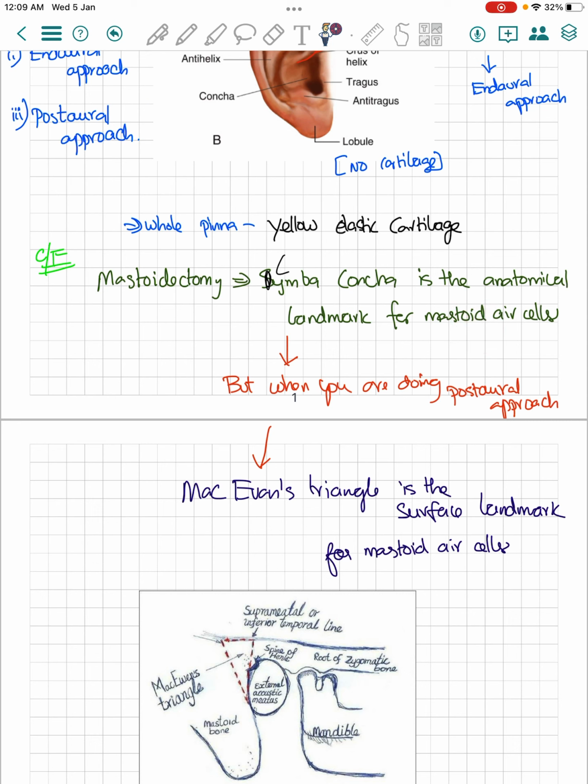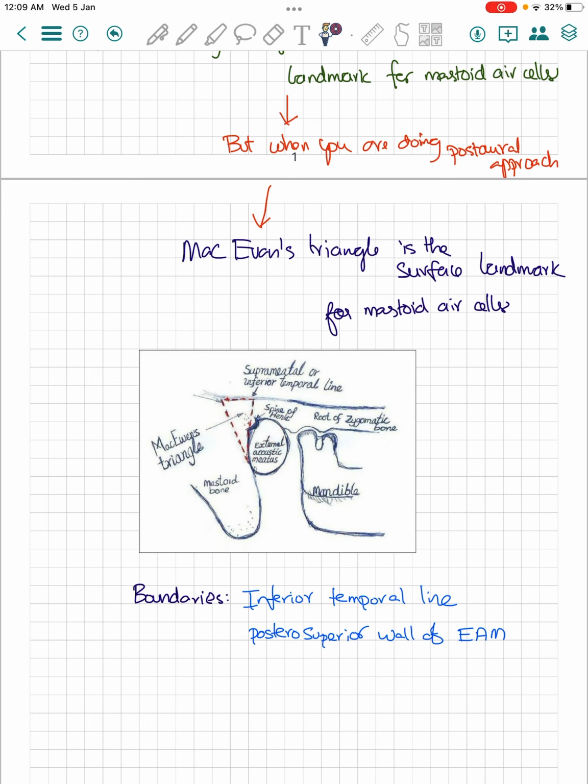See, this is the McEwen's triangle. The boundaries are the inferior temporal line and the posterior wall of external acoustic meatus. That means it's 2.5 millimeter away from external acoustic meatus is the McEwen's triangle.